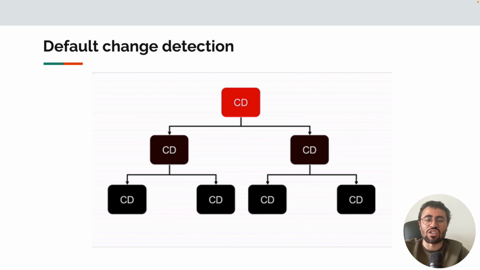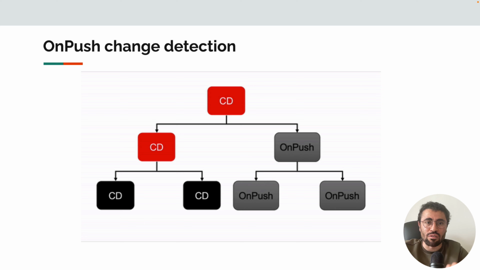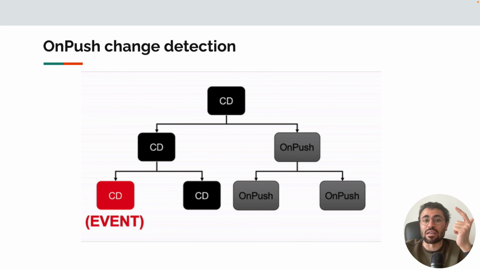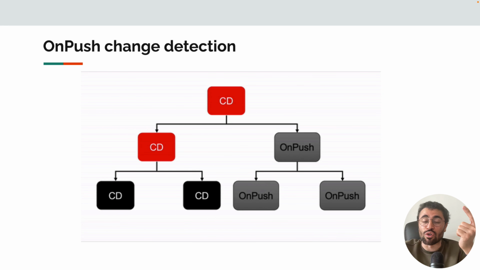The second option is on-push. It's a little bit optimized. So the check for on-push components is done especially when, first of all, the input reference has been changed, compared by the triple equal operator. The event is triggered by the component or one of its children, by outputs or host listeners. The async pipe gets a new value from the observable. And finally, change detection is triggered manually using the change detector reference.